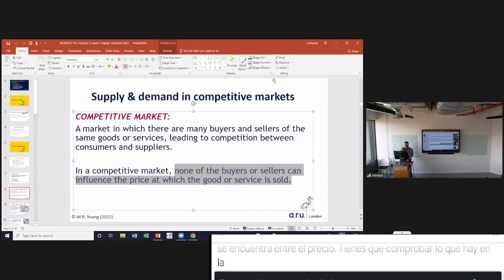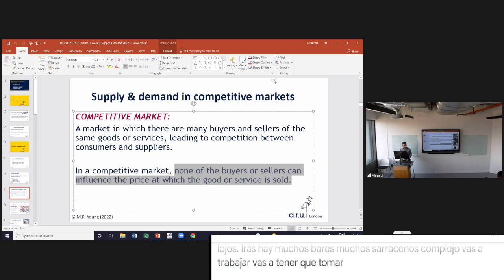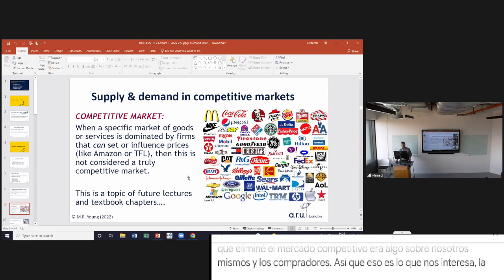Okay, so let me just get this clear. Sellers and buyers in a competitive market are price takers. So that's what we're interested in. We're interested in the idea of a competitive market. Now, here are supply and demand in competitive markets.